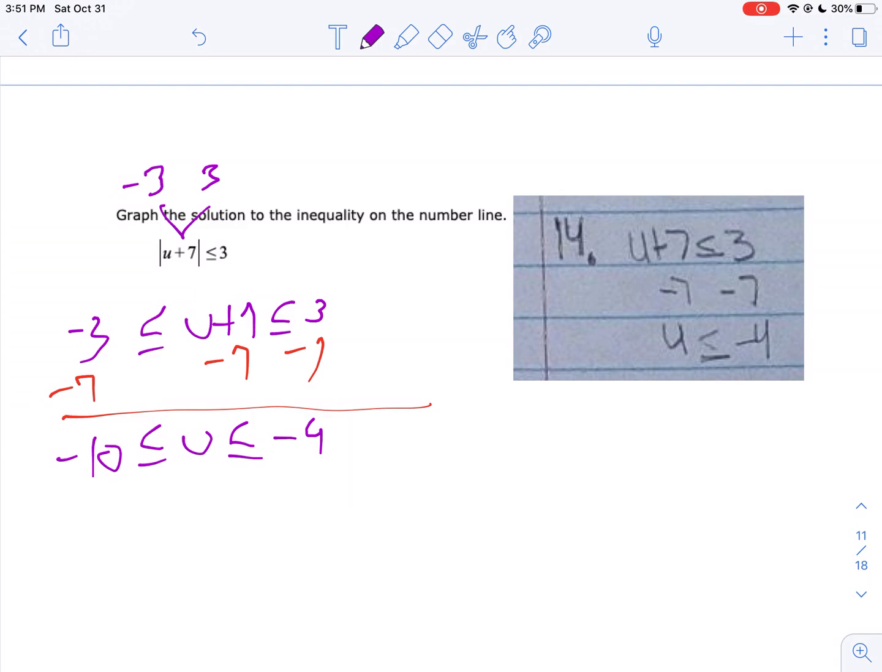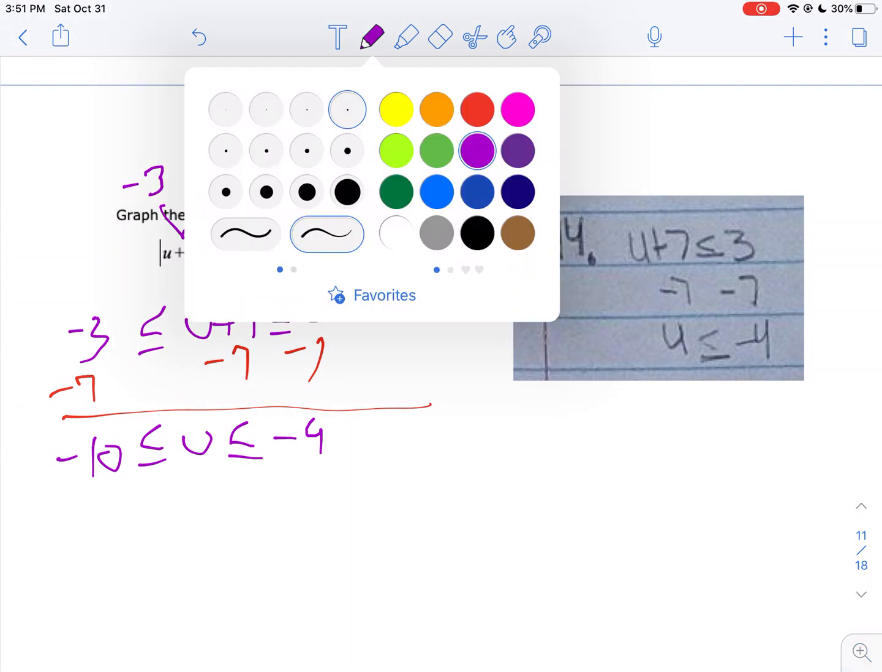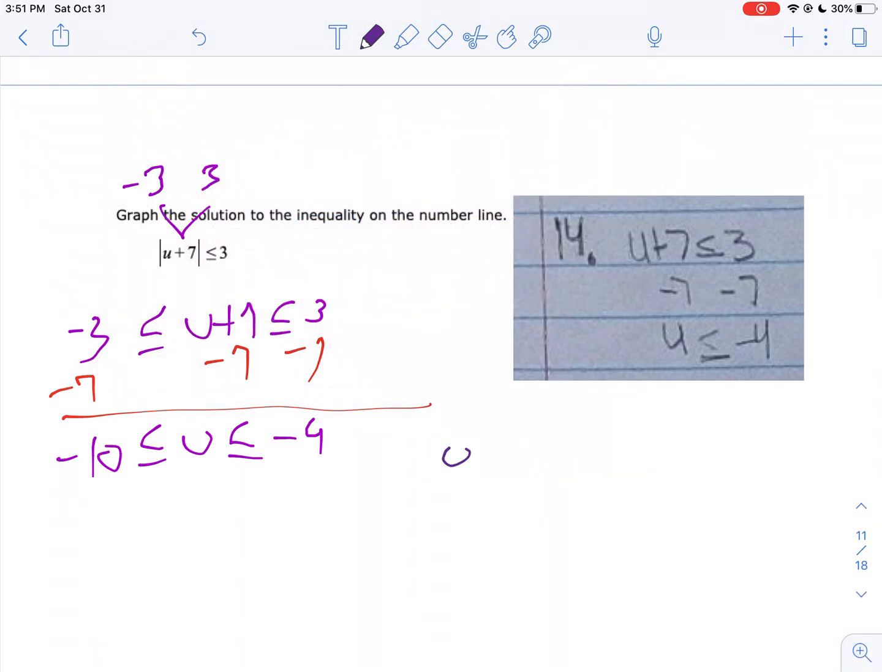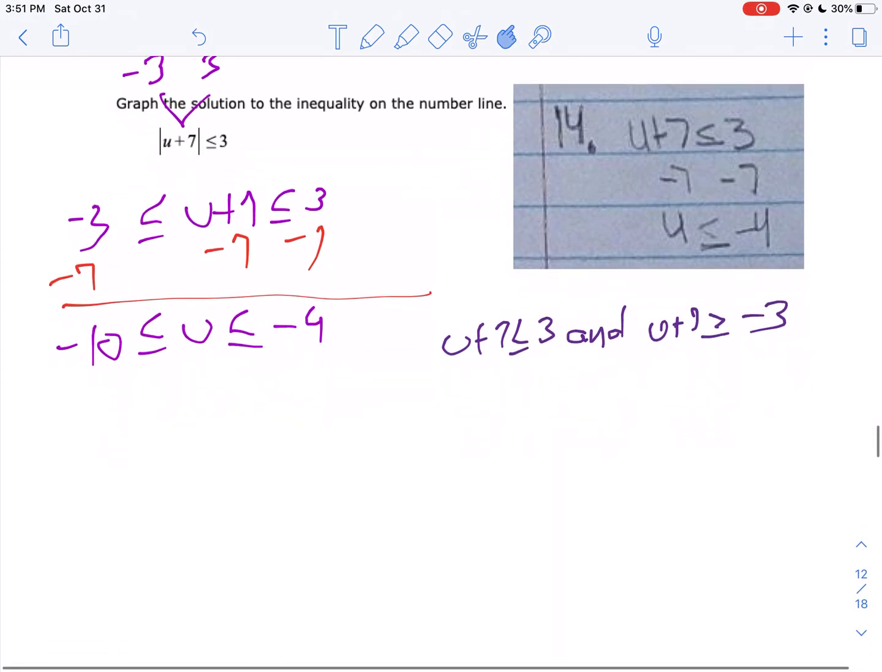You could have written this problem also as, like you did, u plus 7 is less than or equal to 3, and u plus 7 is greater than or equal to negative 3. If you find that way easy to work with, you can. I just like to put my absolute value between my two values and then solve. But you can do it however you want, as long as you do it correctly.